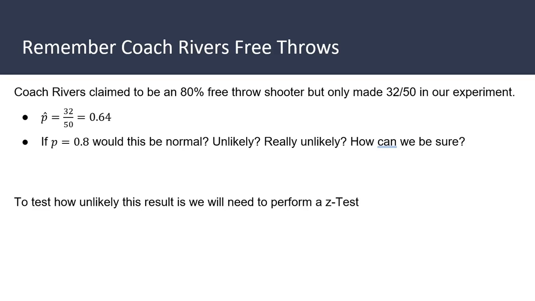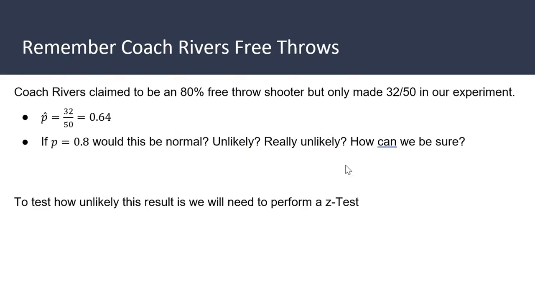So remember our Coach Rivers free throws example. Coach Rivers claimed to be an 80% free throw shooter, but he only made 32 out of 50 in our experiment. So p hat, the proportion from our sample, was 32 out of 50, or 0.64. And remember, this is the question we're asking: if p, the actual population proportion, is 0.8, so if Coach Rivers is actually an 80% free throw shooter, for him to shoot 64%, would that be normal? Would it be unlikely? Would it be really unlikely? How do we know for sure?